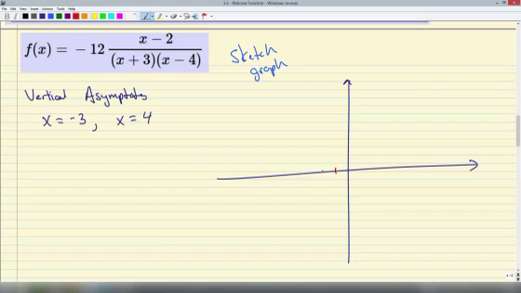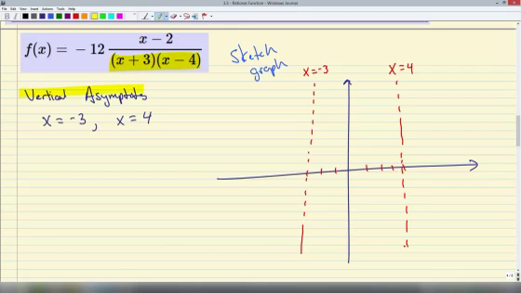So at negative 3, 1, 2, 3, we have a vertical asymptote. This is x equals negative 3. And then we also have one at positive 4. 1, 2, 3, 4. And this is x equals positive 4. The bottom defines your vertical asymptotes. The top are your x-intercepts. So the numerator gives you your x-intercepts.